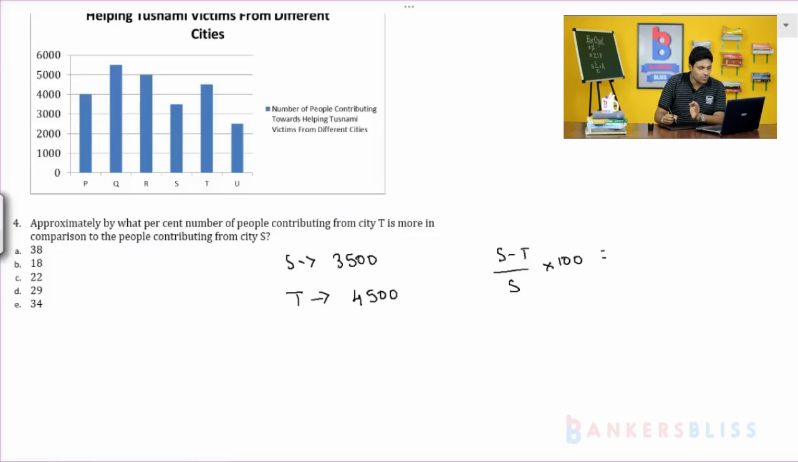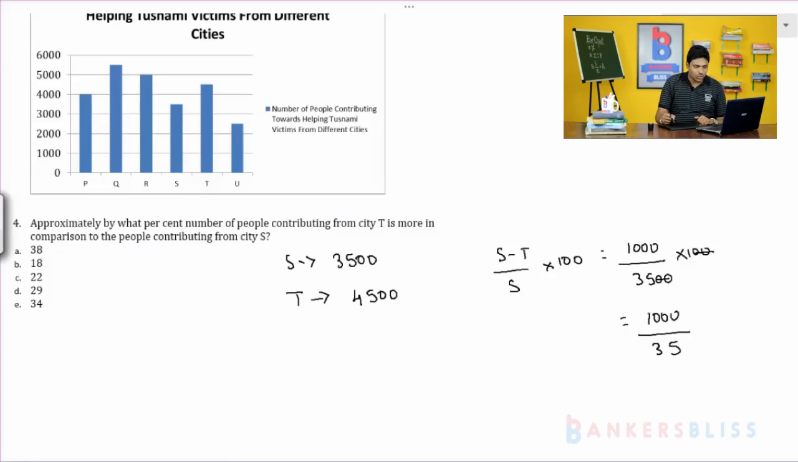T minus S means 4,500 minus 3,500, that is 1000, divided by 3,500, into 100 you have to do. They are asking approximately how much percentage. Okay, 2 zeros you can cancel, 2 zeros you can cancel, then you are going to end up with 1000 divided by 35. Now you have to calculate this, 1000 divided by 35, which takes too much time.